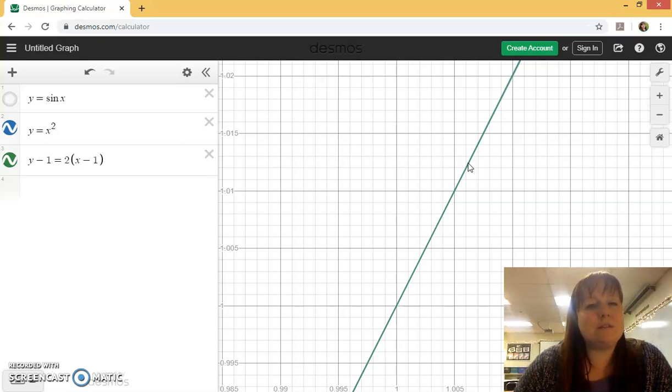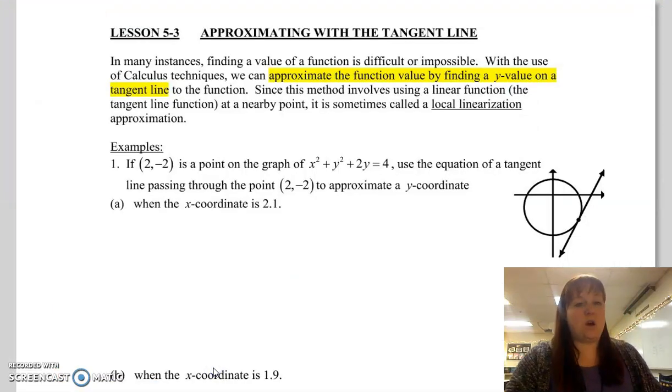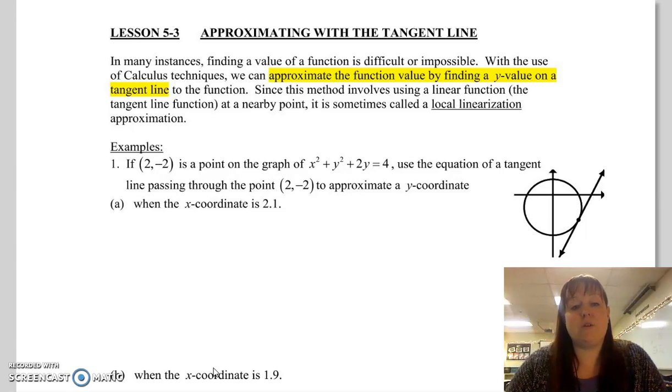So I hope that makes a little bit of sense. Let's take a look at some examples and see how this works. Okay, so first here we have a circle, and the point (2, -2) is on the graph. We want to use the equation of a tangent line passing through the point (2, -2) to approximate a y coordinate. So again, we're going to approximate the y coordinate at x equals 2.1.